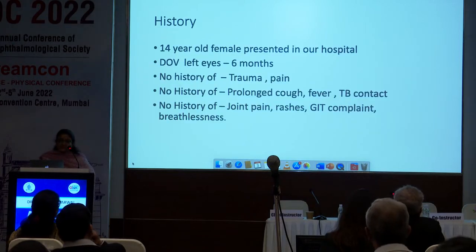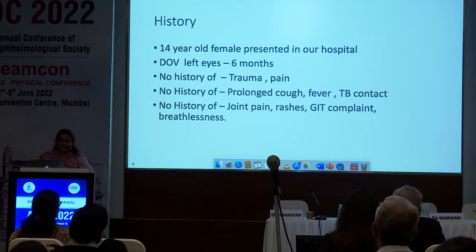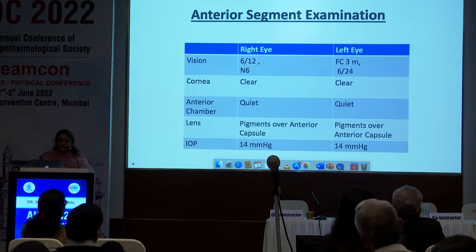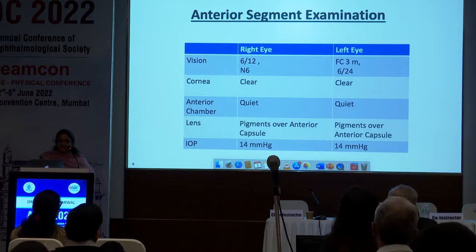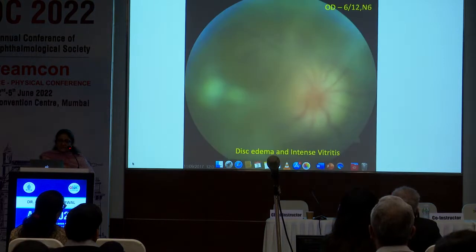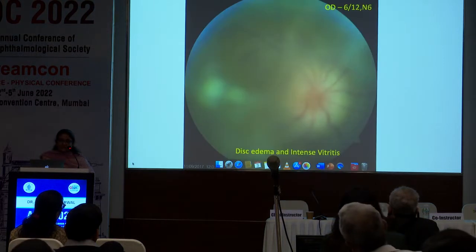So this is another patient, a 14-year-old female, presenting to our hospital with diminution of vision in the left eye for the last 6 months. There was no relevant systemic history. On examination, the right eye vision was 6/12. The left eye was finger counting at 3 meters. There were pigments all over the anterior lens capsule. And this is how the right eye fundus looked.